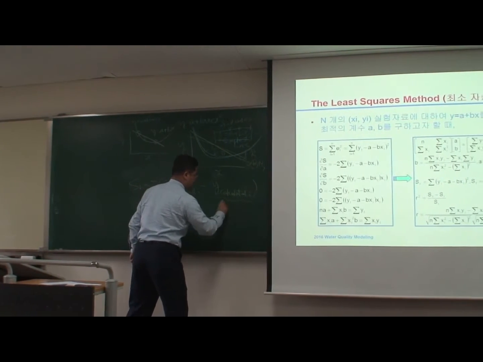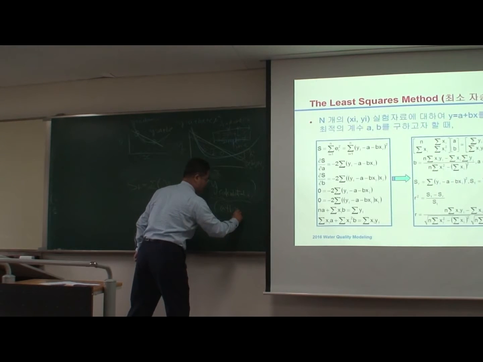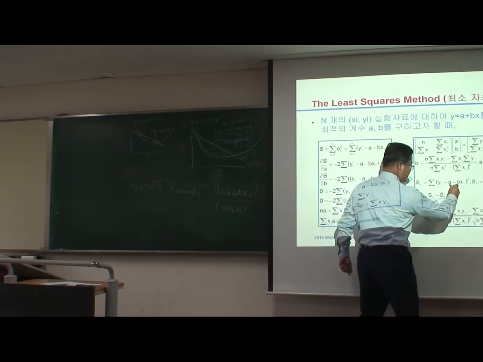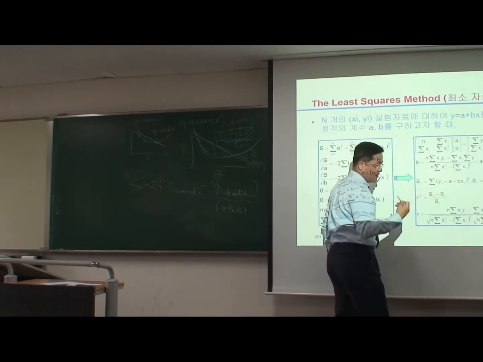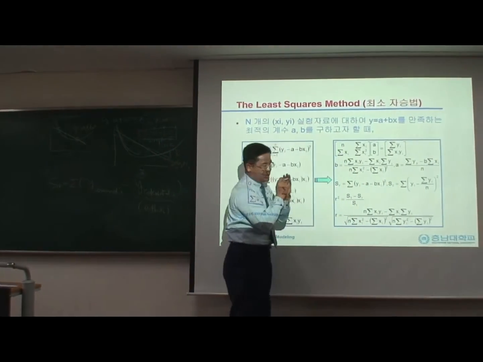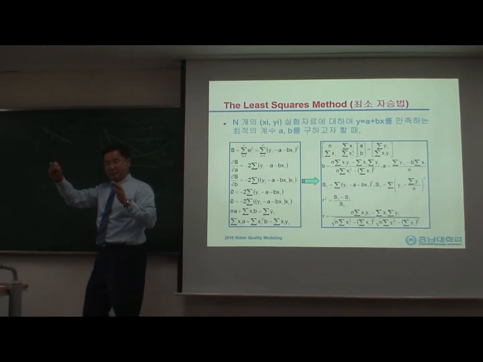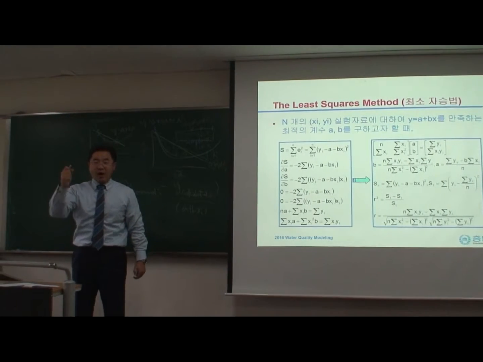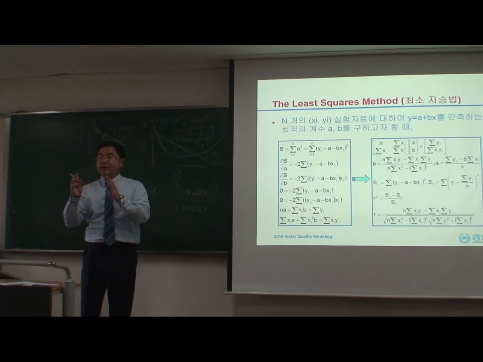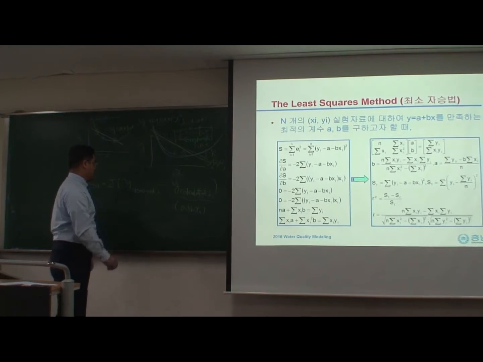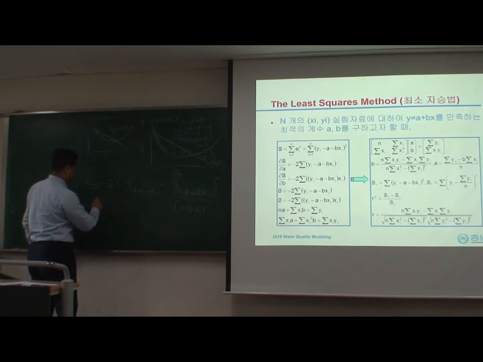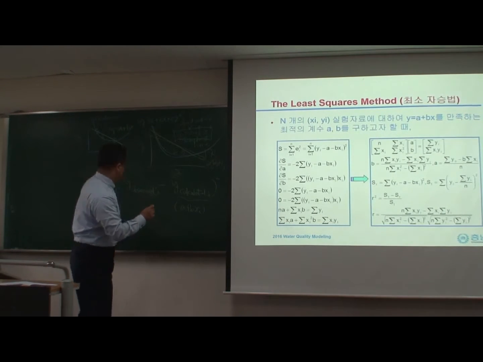In other words, this one is A plus B xi, right? Okay? So this whole thing right here, xi is my independent variable, but A plus B xi right here is the value that I calculated Y based on my information about A, B, and xi, right? So this is that.